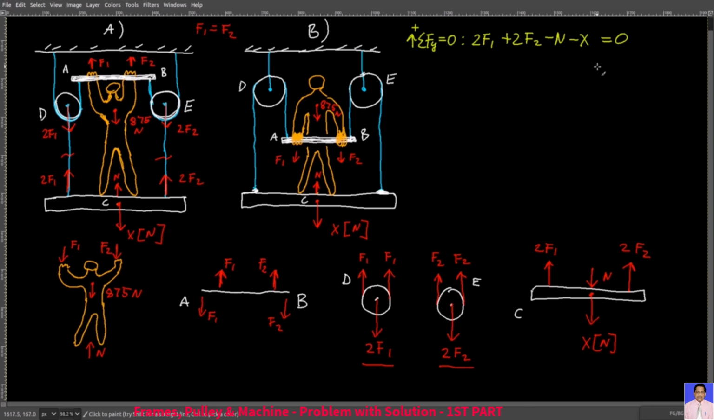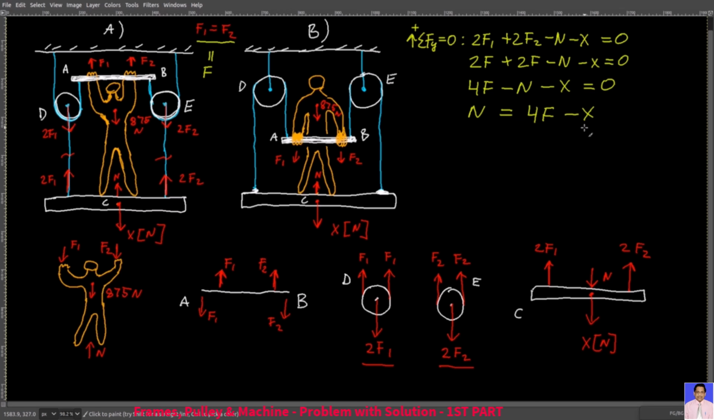You would have this equation from platform C. Since F1 equals F2, you can just call it F. Thus, you have this equation here, and so your normal force equals 4 times F minus X. And then we apply the equilibrium equation to this guy as well. So you have this equation here, so this is F, so this will be your equation now.